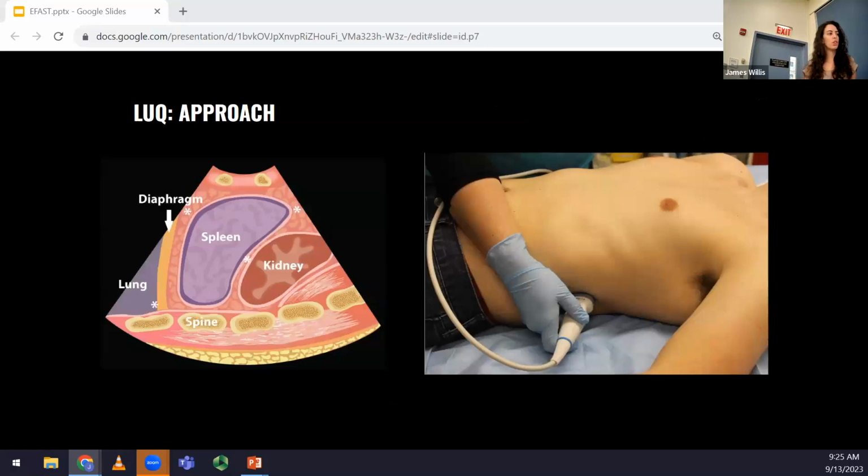Moving on to the left upper quadrant. So again, we have this schematic. You're looking in the left upper quadrant. You have the spleen, the kidney, the diaphragm there. The approach to this view: curvilinear again, probe marker to the patient head.